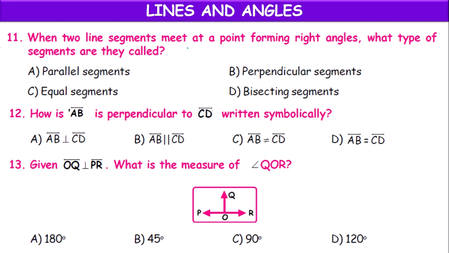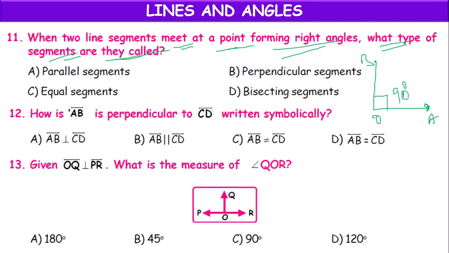When two line segments meet at a point forming right angles, what type of segments are they called? If OA is one line segment and OB is another line segment, and they are making an angle of 90 degrees, meaning they are inclined at right angles with each other, then they will be considered perpendicular line segments.